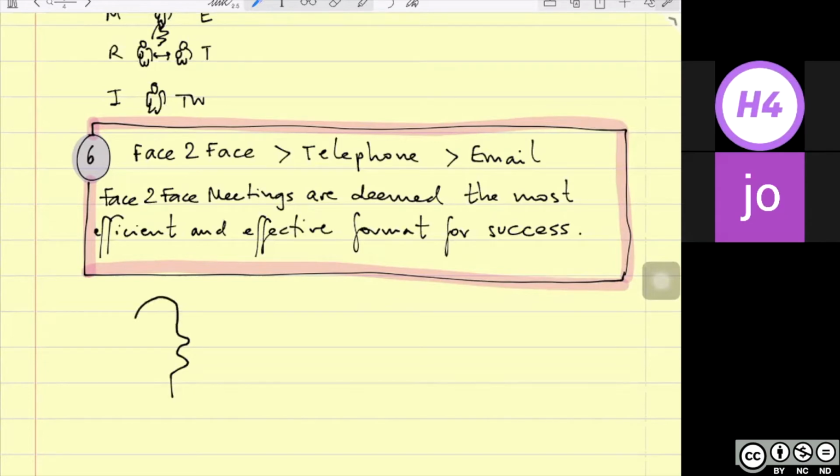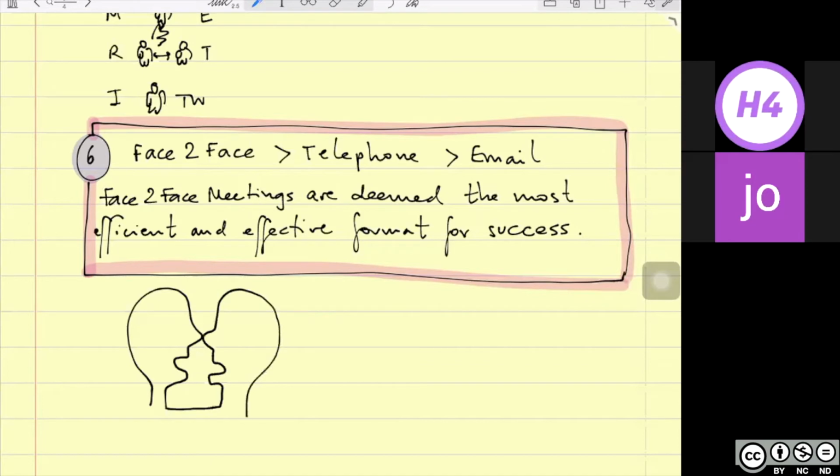Face-to-face communication. Okay. Better than telephone. Better than email.